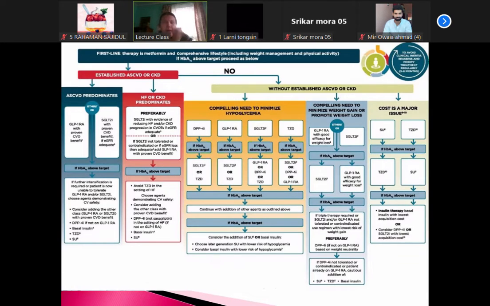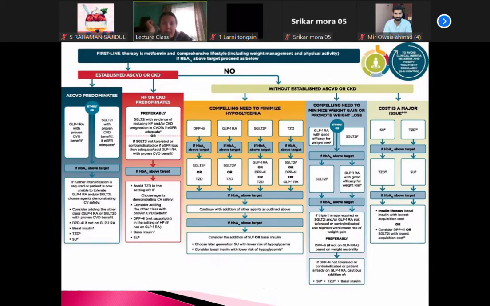Look at the left part, the red one. Established cardiovascular disorders or chronic kidney disease. So if the patient has cardiovascular disorders or chronic kidney disease, we may use GLP-1 receptor agonists or SGLT2 inhibitors. These drugs are more preferable, especially if heart failure or chronic kidney disease predominates.